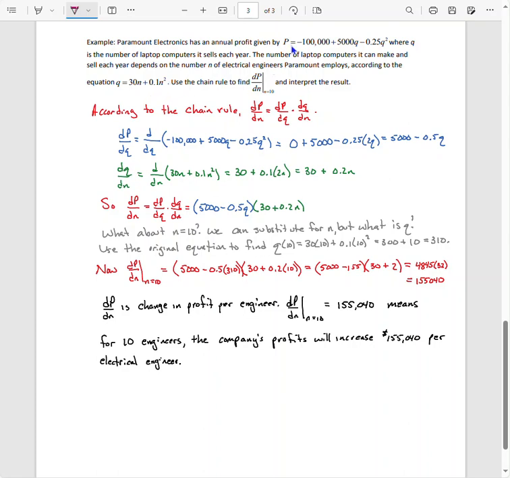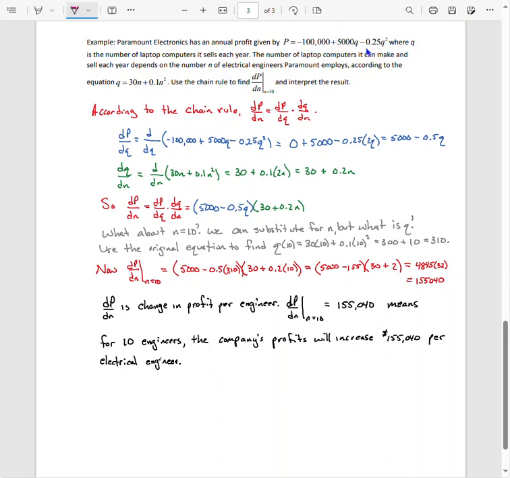So we have a formula for profit given in terms of Q, the number of laptops sold. We know all about Q based on N, the number of engineers. We want to use the chain rule to find the derivative of P with respect to N at the moment when N equals 10. That's what this line means, evaluated at, or when. And interpret the result.